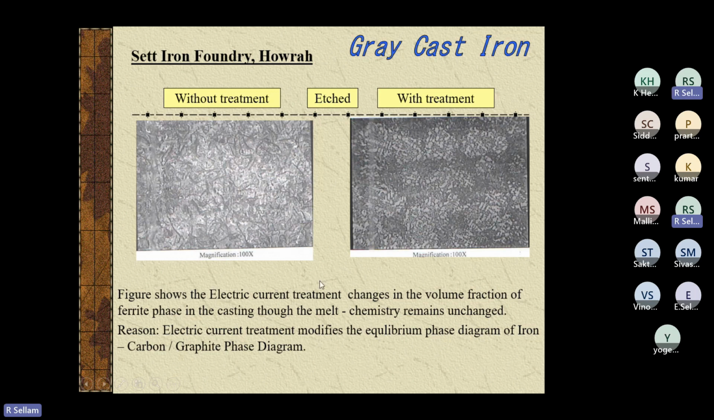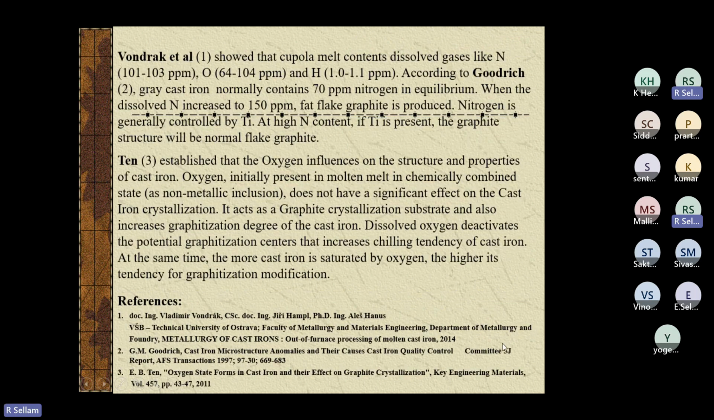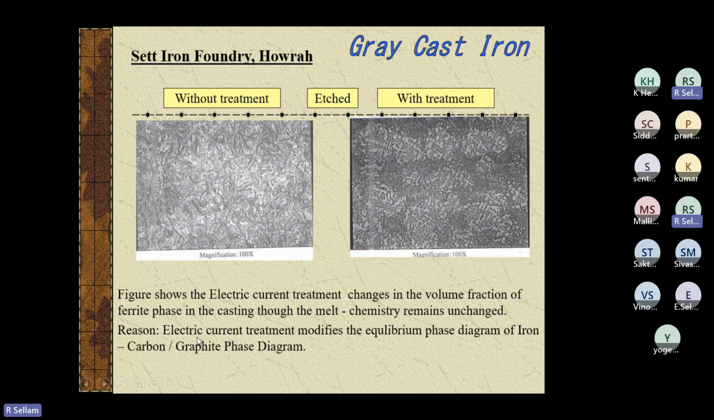So this not only changes the graphite to nodules, this also changes the matrix. It shifts the eutectic composition to the left side, pre-eutectic. Electric current modifies the equilibrium phase diagram of iron and carbon graphite.